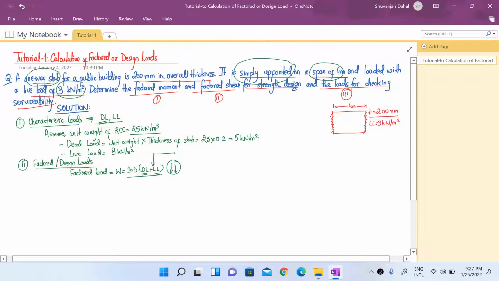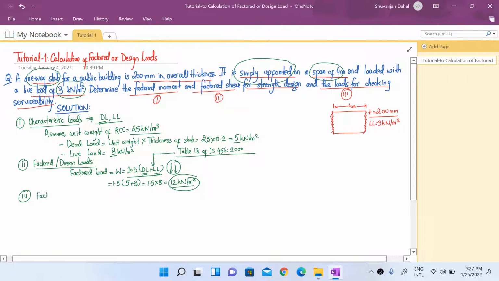If you don't remember, this was given in table 18 of IS 456 2000. You can look at this code here. So our factored load becomes 1.5 into dead load, 5, plus 3. So 1.5 into 8 means 12 kN per meter square. So our total load, 5 plus 3, 8 kN per meter square, was our characteristic load. Our factored load comes out to be 12 kN per meter square. Now we will use this factored load to calculate the factored moment and factored shear.